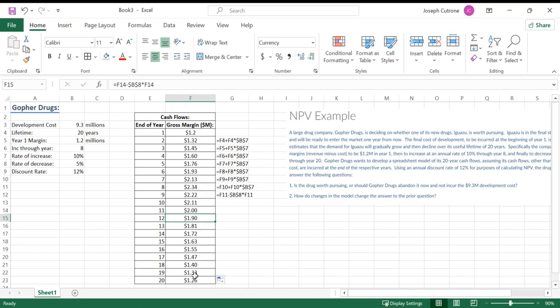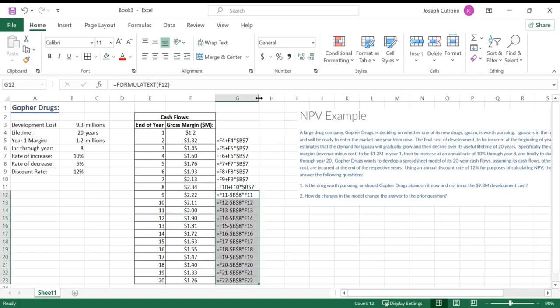We have a nice model of the cash flow following the given rates of 10% and 5%, increasing through year 8 and decreasing after. So this is great. We'll use formula text for the rest of the columns. We'll expand this, make this readable. We have our nice table that models the cash flows.